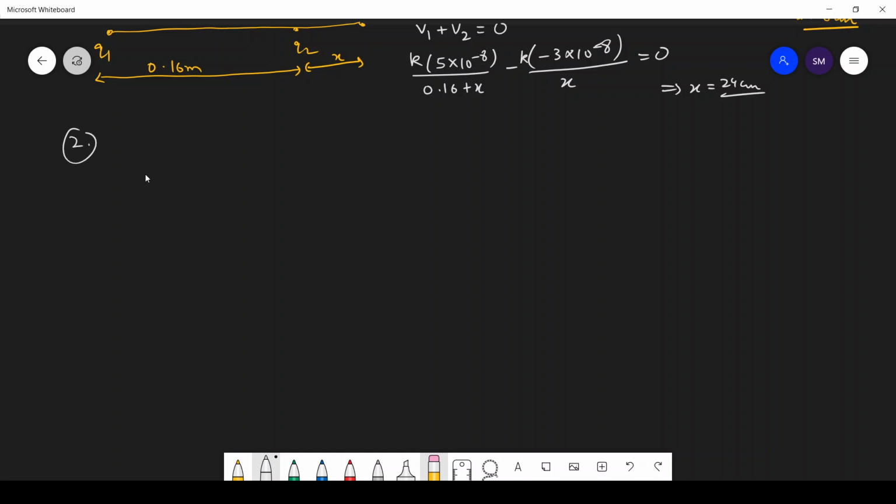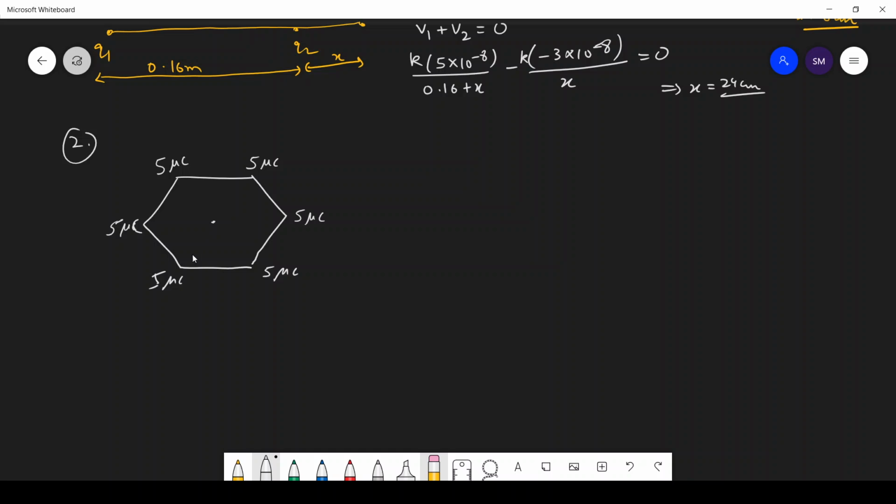Question number 2. We have a regular hexagon of side 10 centimeter, and on each of the vertices of the hexagon we have a charge of 5 microcoulomb. So 5 microcoulomb everywhere. And we need to calculate the potential at the center of the hexagon.